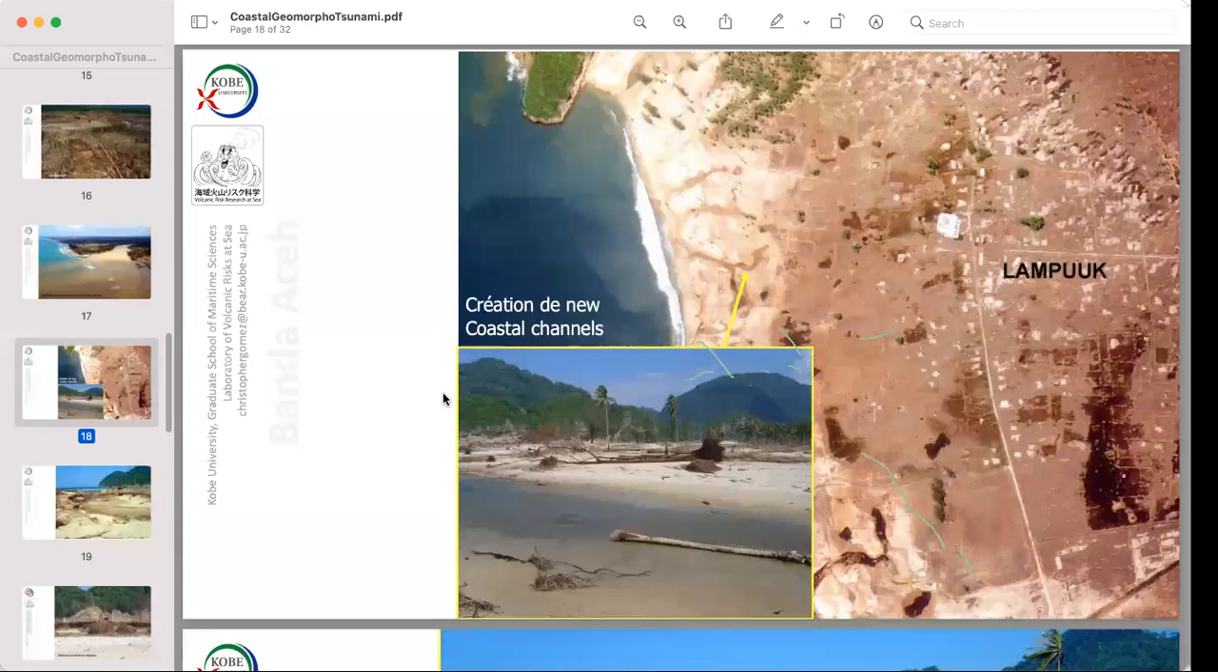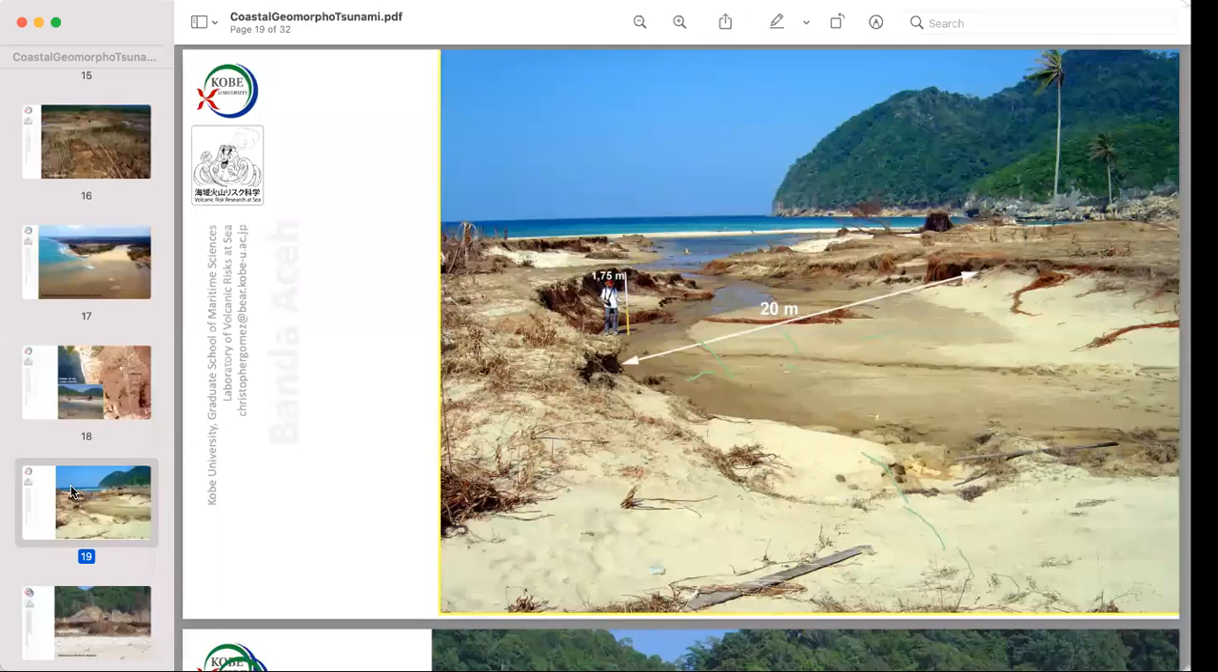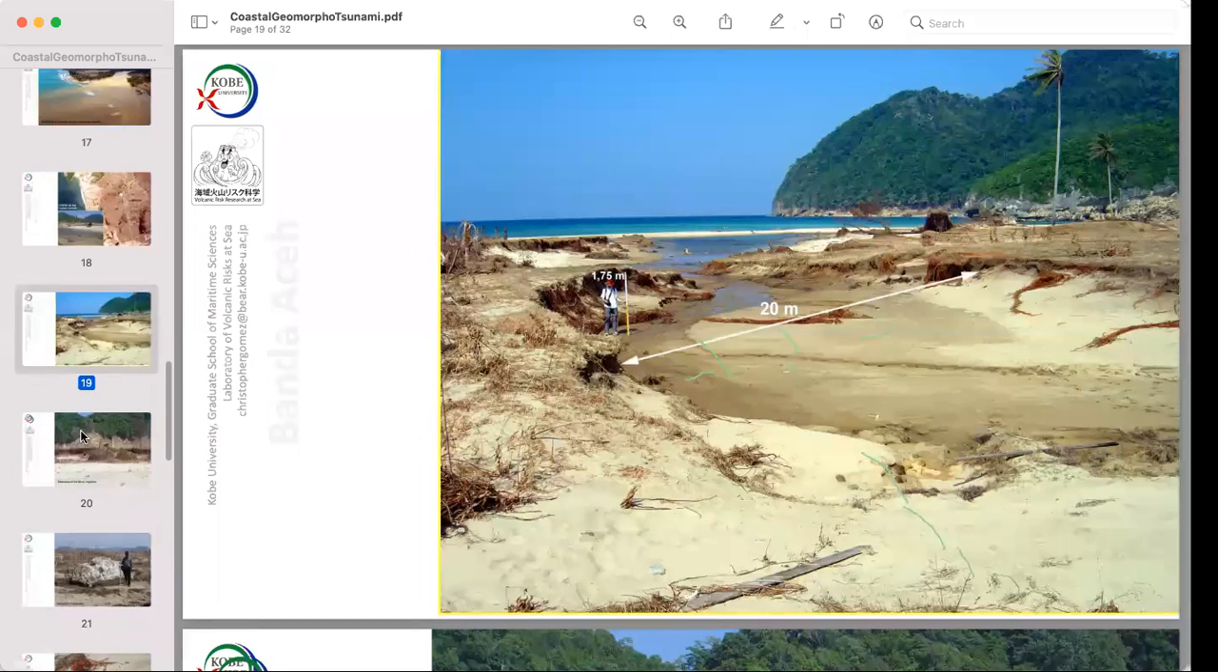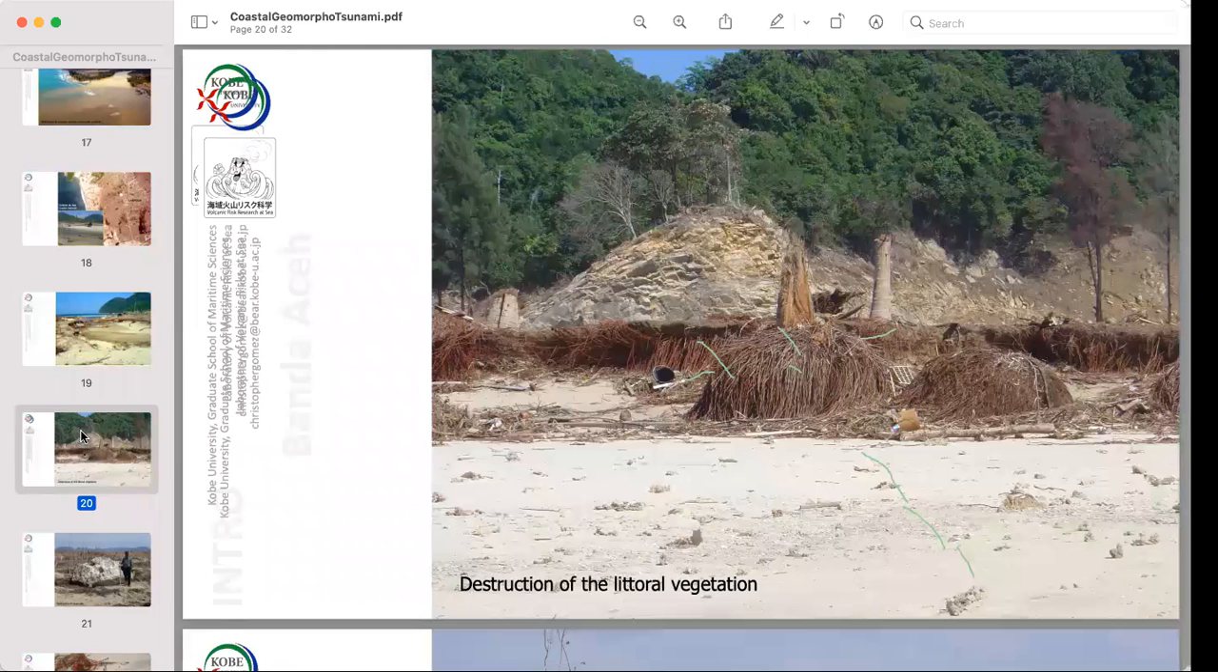So those are further destruction and the creation of the channels I was mentioning. And when we go down in the field, that's one of my French colleagues, you can see actually how it has been eroding through the soil and the shorelines in this location. And this erosion has led to the destruction of the littoral vegetation, like it's the case here.